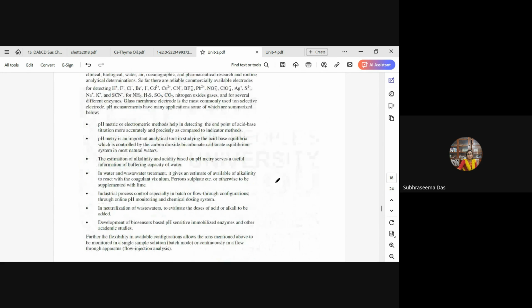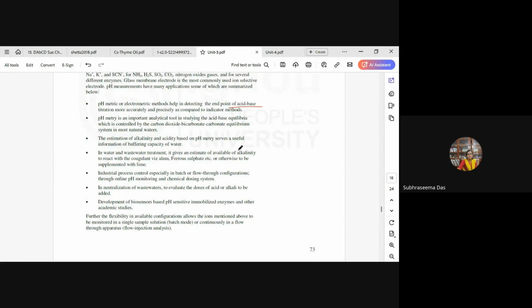Some of the applications of pH measurements have been listed here. The pH metric method helps in detecting the end point of acid base titration. pH metry is an important tool in studying acid base equilibria. The estimation of alkalinity and acidity based on pH metry gives information on the buffering capacity of water. Even in wastewater treatment, pH metry gives the availability of different types of inorganic salts that are present in it.